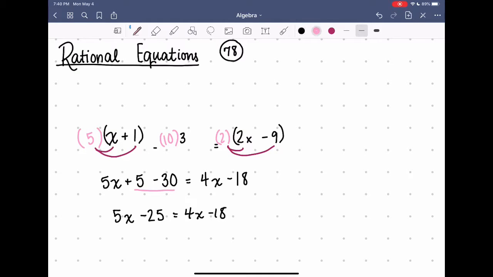And I've got to get those x's together. So I'm going to subtract the x that's on the right and subtract it on the left as well so that I get that over to the left. So 5x minus 4x is just 1x, or x. And I also want to put that constant on the right, the one without a variable. So I'm going to add it from the left side to the right side. And negative 18 plus 25 is 7. So I end up with x equals 7.